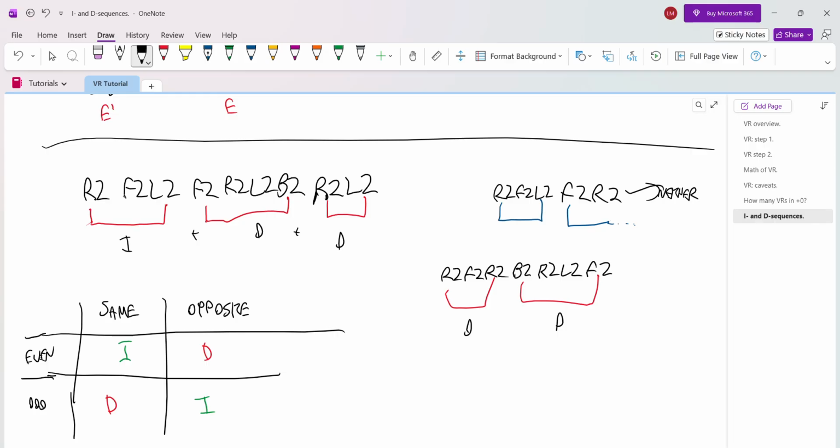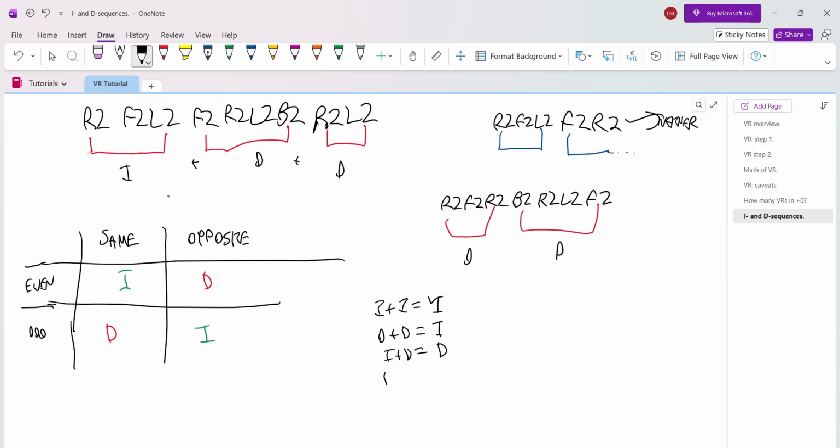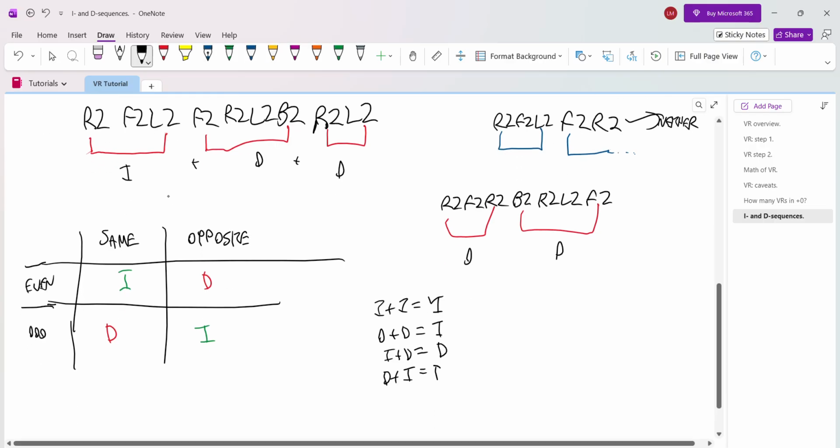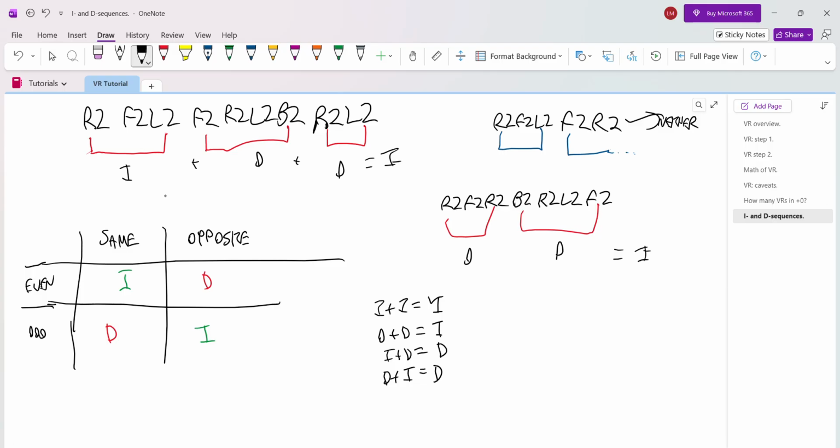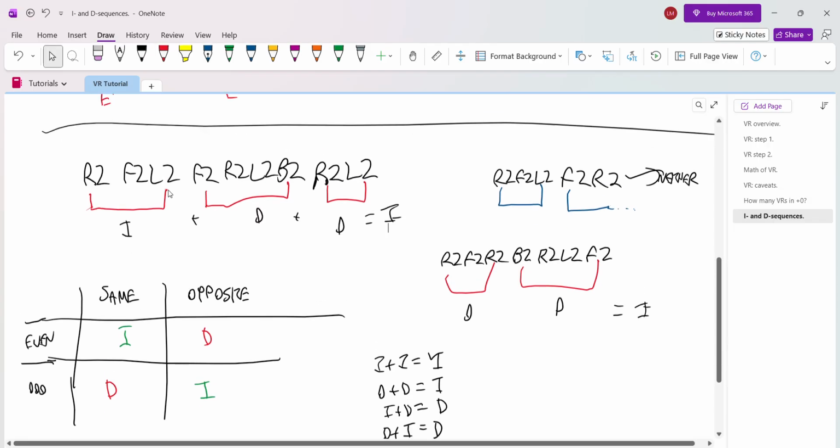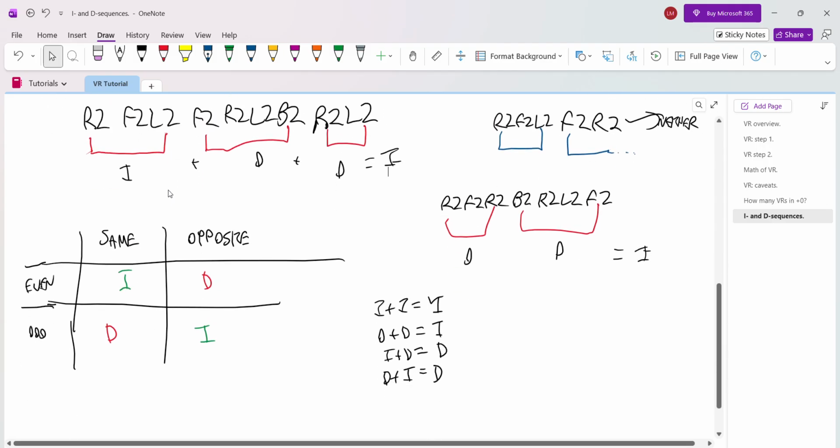Opposite, even, that's D. And then you basically want to add these together. And the rule is that I plus I equals I, D plus D equals I, I plus D equals D. This is basically the same as arithmetic mod 2. So in this case, we get this is an I sequence and this is an I sequence. Kind of happened to pick two I sequences, but yeah, this is how you do this.